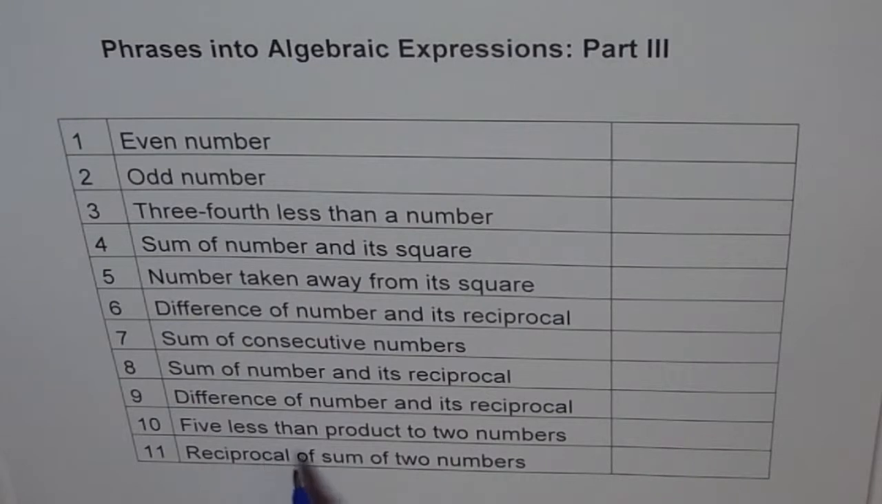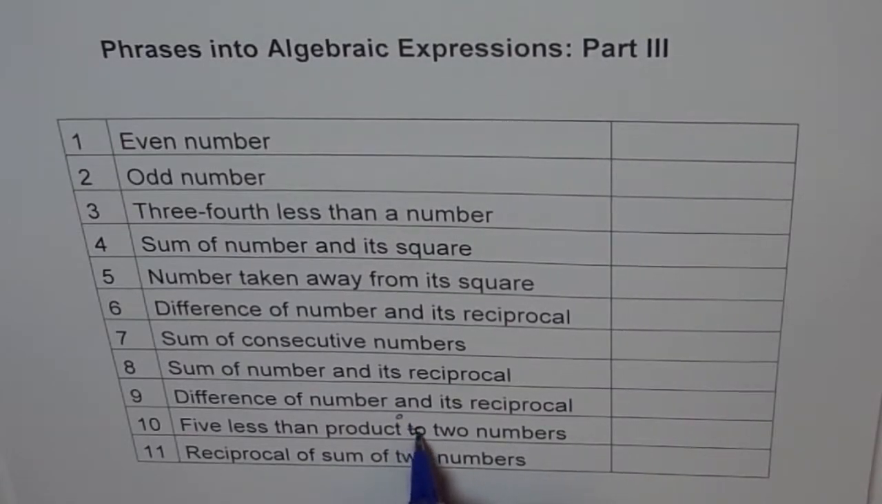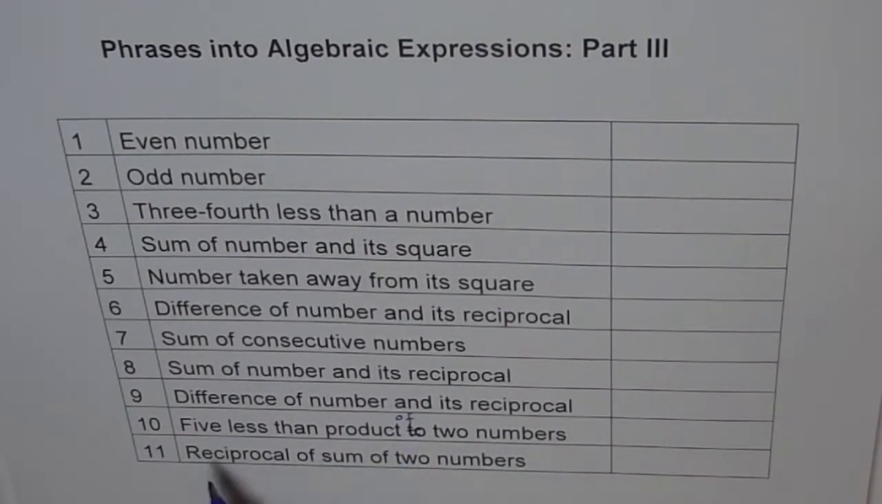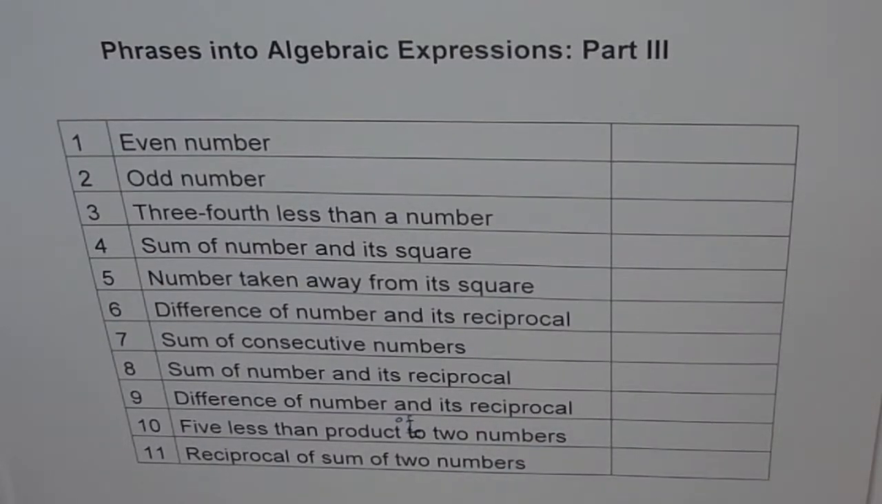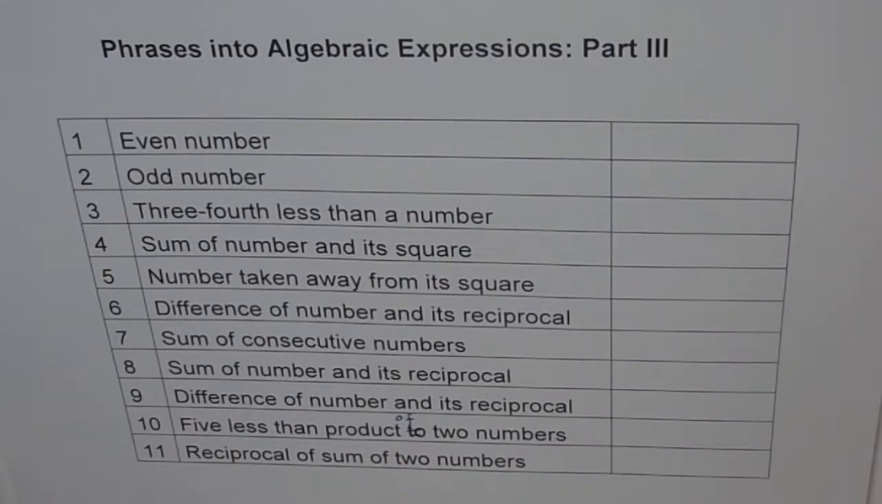5 less than product of two numbers. So this should be of, right? 5 less than product of two numbers. And then we have reciprocal of sum of two numbers. Read like that: reciprocal of sum of two numbers. Okay? So I hope you have made a copy of this. If not, you can stop the video, make a copy, and then think how to write expressions, right?